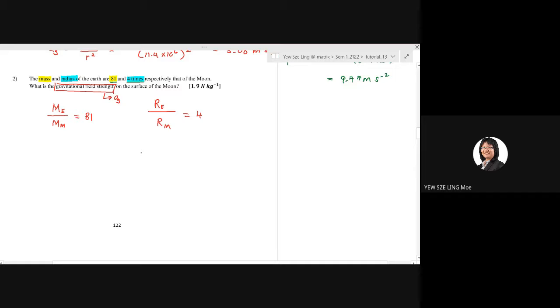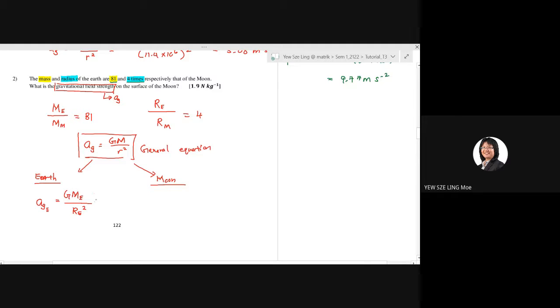So a_g, now let's recall. What is the equation for a_g? So a_g equals GM over r squared, right? GM over r squared. So this is the general equation. So we often start from the general equation. So once we have the general equation, what are we going to do? We are going to form one equation for the Earth, and then one equation for the Moon. Now we say form one equation, actually we just add the subscript. So how to add a subscript? a_g for the Earth equals GM_E over r_E squared.